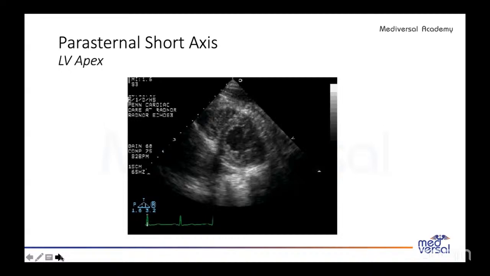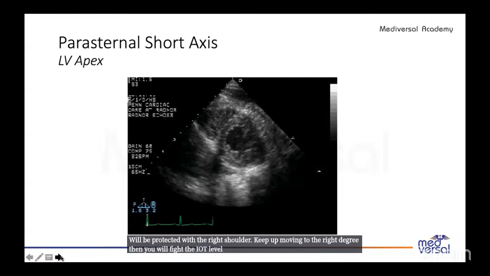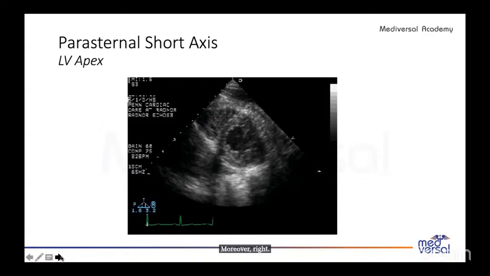Now you remember the points. You start from the PLAX, where the pointer will be pointing to the right shoulder. Keep on moving 90 degrees, then you will find the aortic level. Move the pointer again slightly to the right, now you are going to the left shoulder of the patient, then you will see the mitral level, then move more right, then you will see the ventricle level, move more right, you will see the apex level. This is how you do it. Next slide.